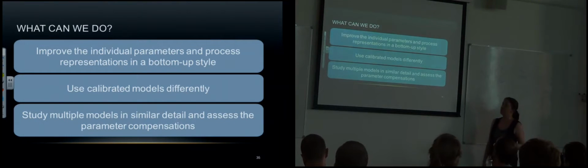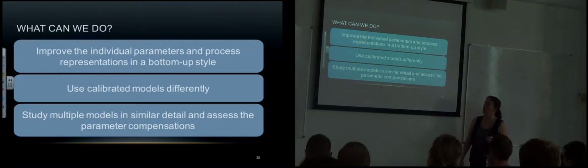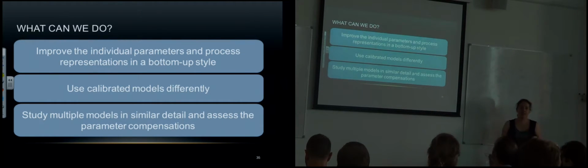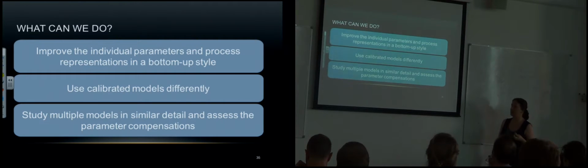Okay, so can we do anything about it? Well, yeah, I think we can. I think we can use the sensitivities to know which of those processes we need to learn about, which are the important ones. I think we should stop trying to use calibrated models for sensitivity analysis and for prediction. We really need model ensembles for prediction. We shouldn't be using calibrated models.